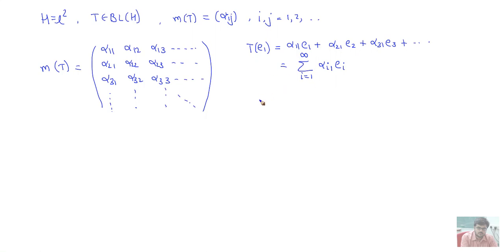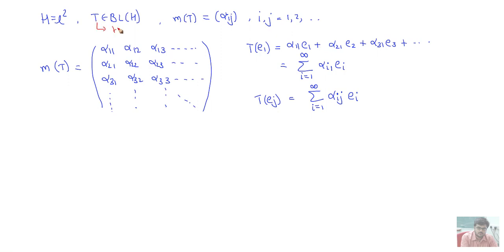So in general, what is T of e_j? T of e_j is the summation i equals 1 to infinity of alpha_ij e_i, where instead of 1 we now have the general jth entry. So this is T e_j.